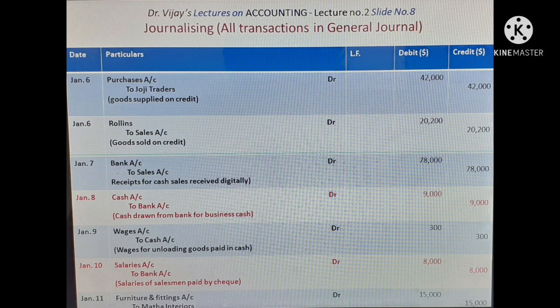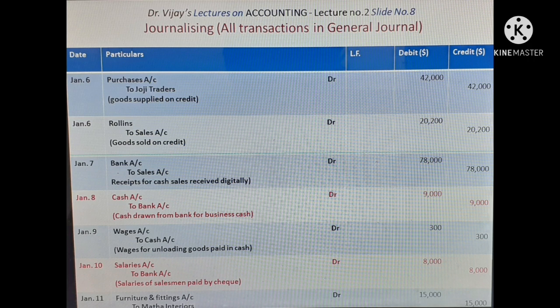See, this is the form of journal. Now we are studying how to record all transactions in a single journal book. This is the format of the journal book: date column, particulars column, ledger folio column, debit column, credit column for showing amounts.